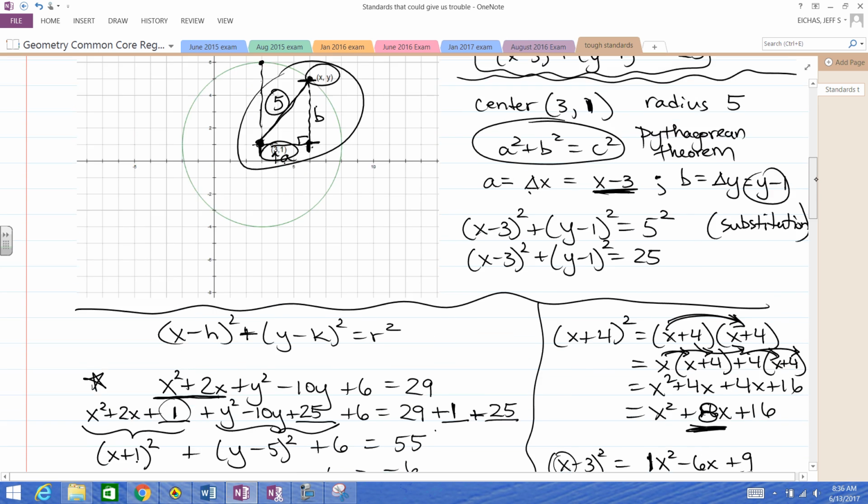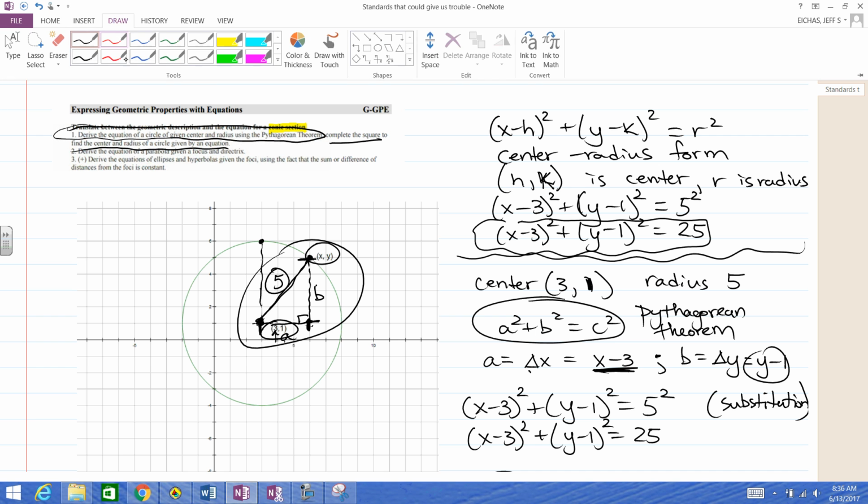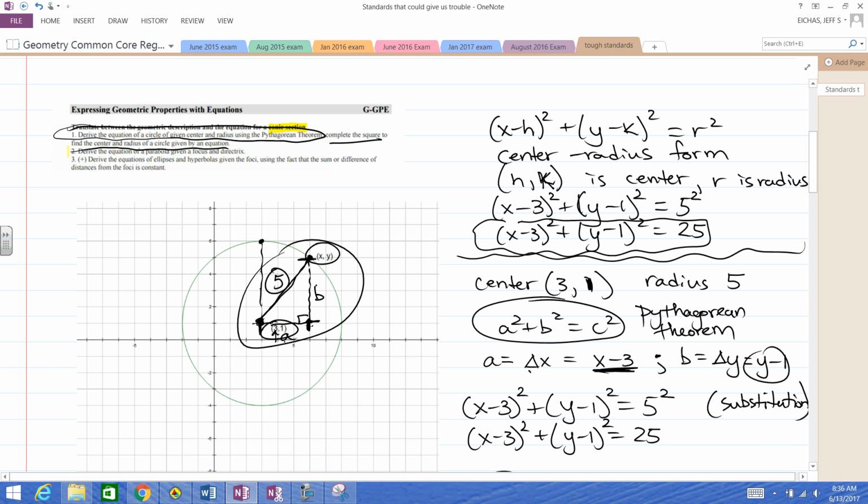Now, I'm going to get into something that we have not talked about at all, at least in my classes. I'm not sure if the other teachers at Hilton have taught this or not, but it's deriving the equation of a parabola given the focus and directrix. It is in the curriculum. What that means is it could be on the final exam.